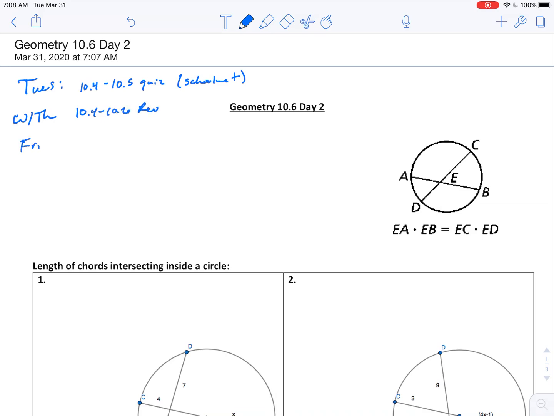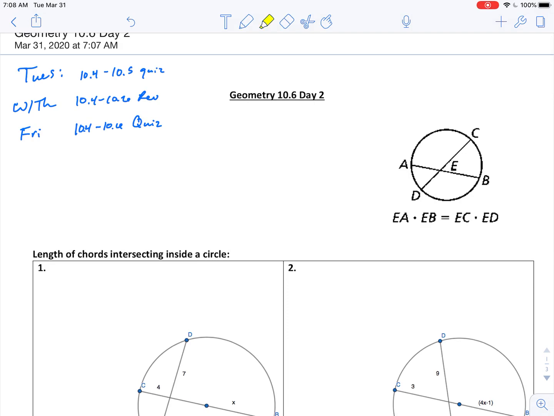Wednesday, Thursday, we'll be doing 10.4 to 10.6 review, because Friday we have a 10.4 to 10.6 quiz back on SchoolNet. So keep an eye out for those, and again, we're going to review a couple of our theorems.